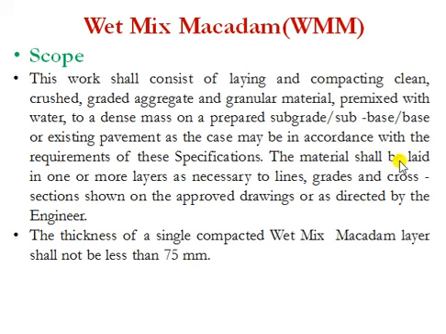The thickness of a single compacted wet mix macadam layer shall not be less than 75 mm. So the wet mix macadam pavement can be laid in one or more layers. When the wet mix macadam is laid in only one layer, then the layer thickness should not be less than 75 mm, and the maximum thickness of a single layer can be up to 250 millimeters.